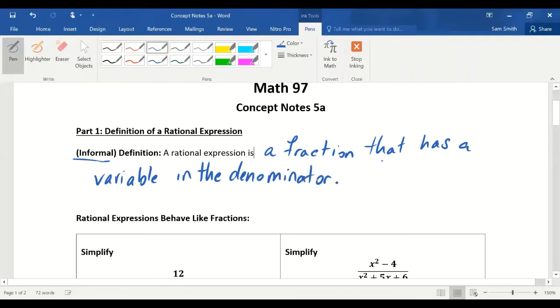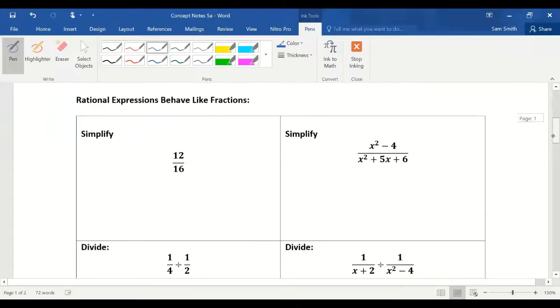And just as a quick reminder, when someone is talking about the denominator of a fraction, they're referring to the bottom portion of the fraction. And the top of the fraction is called the numerator of the fraction.